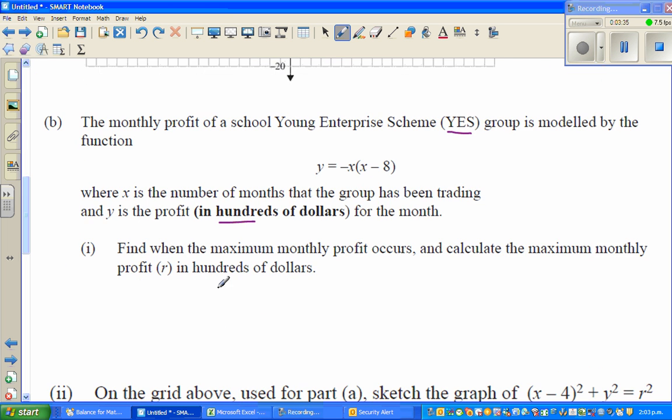So let's read the question. The first question is, find when the maximum profit occurs. So it occurs in the fourth month. You can say in the fourth month, you had the maximum profit, and calculate the maximum monthly profit in $100. So in the fourth month, you had a profit of 1600. That's it. So that's the answer for one.